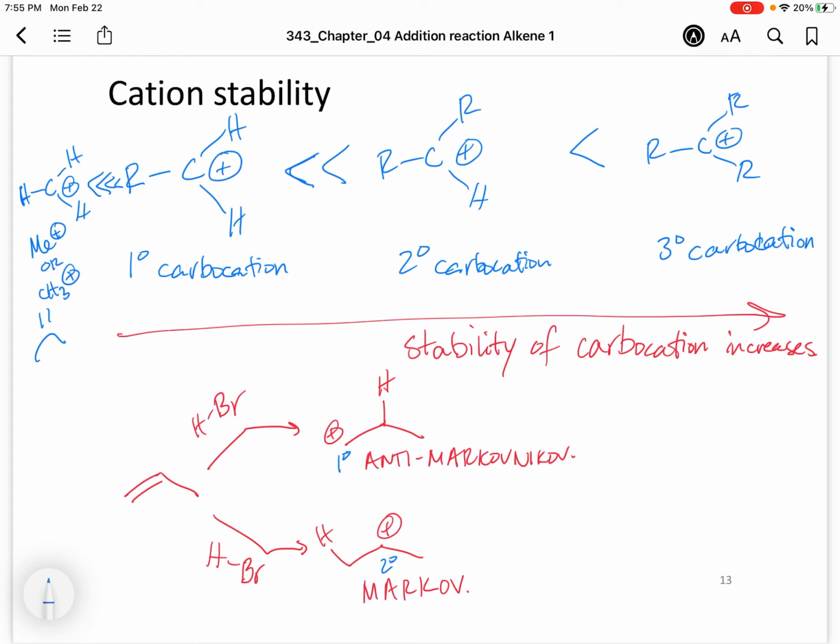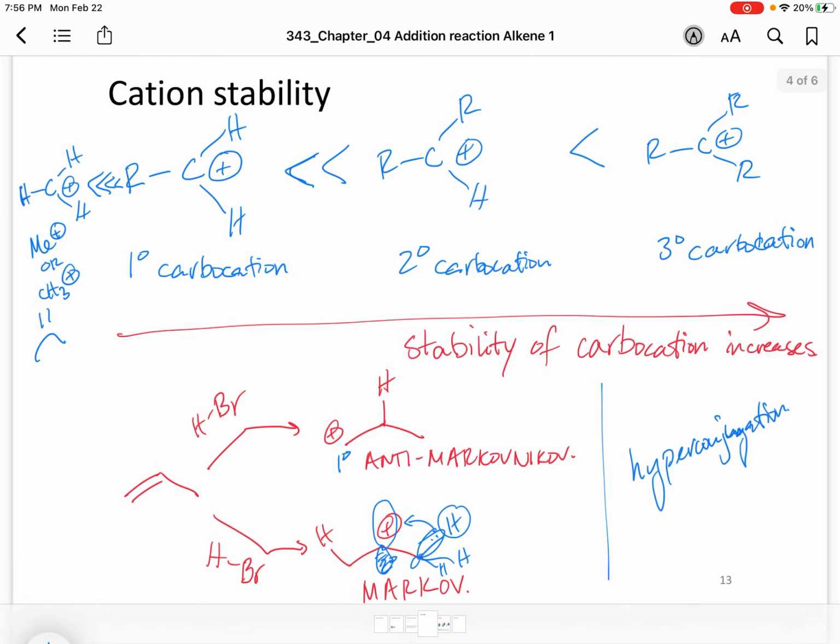The substituents add stability by a concept that we've talked about. It's due to hyperconjugation. These R groups have hydrogens on the end, and we know that the filled sp3 bonds with this hydrogen donate electron density into this carbocation. Carbocations exist with an empty p orbital. Let's talk about this in detail.